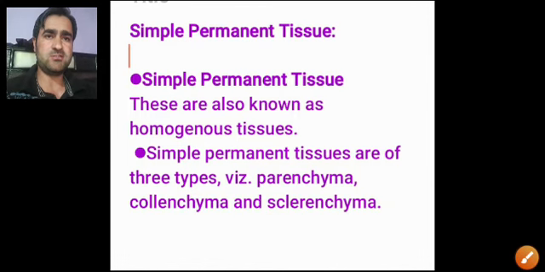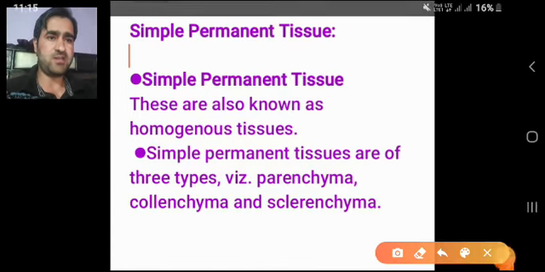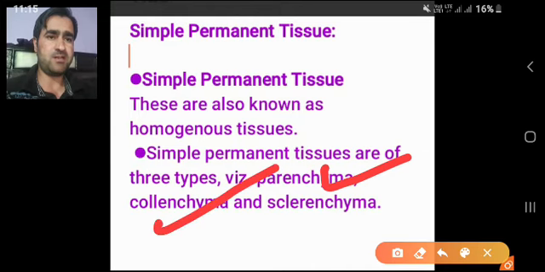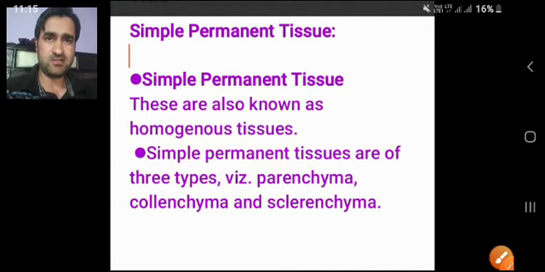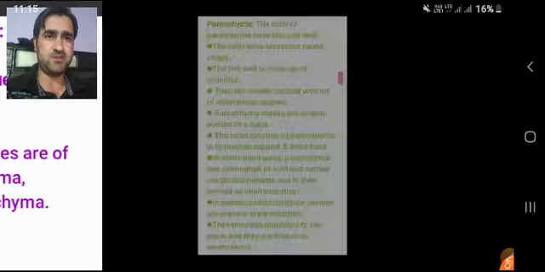Today we are going to discuss the three types of simple permanent tissue. Simple permanent tissue or homogeneous tissue, as I told you, has got three types of tissues, that is parenchyma, collenchyma and sclerenchyma. These are the three types of simple permanent tissue or homogeneous tissue. So let us discuss all the three one by one.